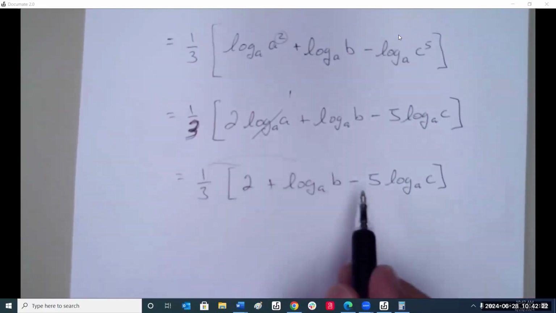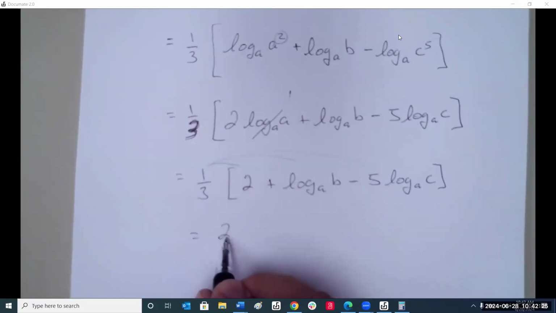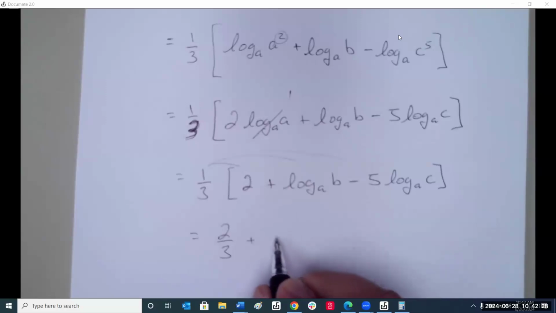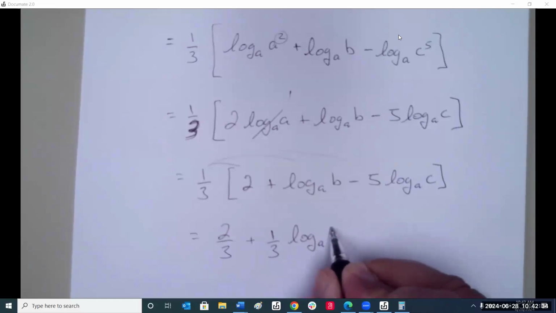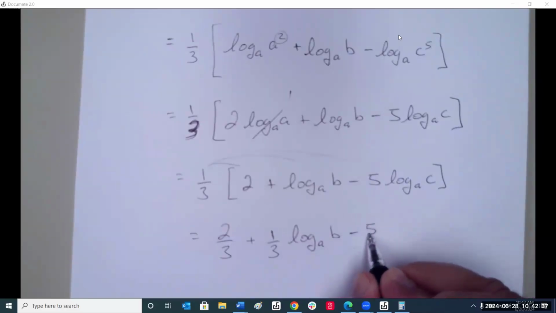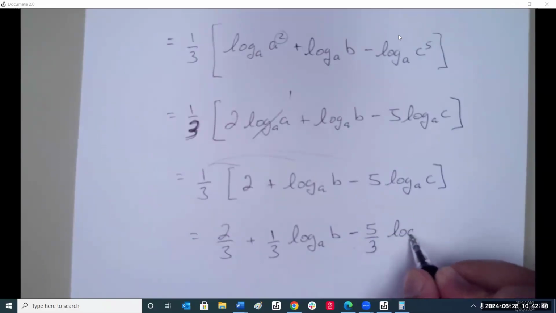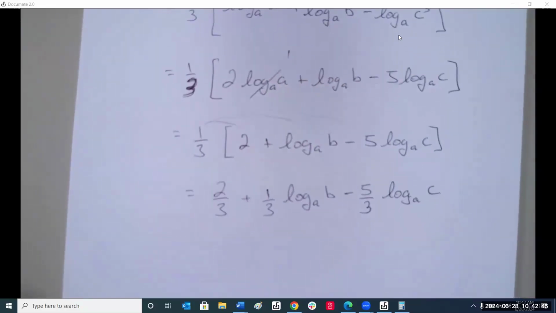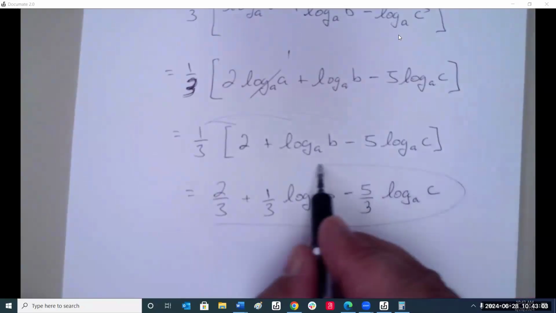Now I can distribute. 2 divided by 3, 1/3 log base A of B minus 5/3 log base A of C. And those are the answers. But there's another way you could have done it. This is the final answer, yes.